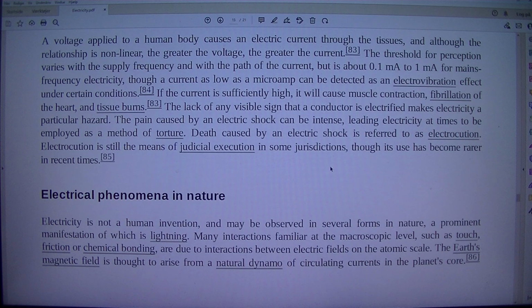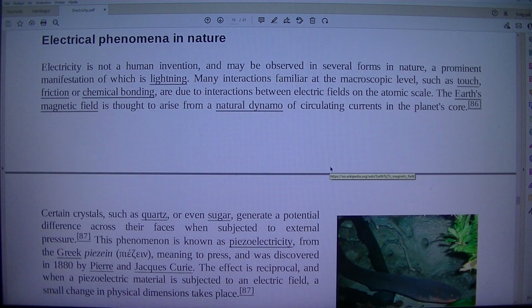Electrical phenomena in nature. Electricity is not a human invention, and may be observed in several forms in nature, a prominent manifestation of which is lightning. Many interactions familiar at the macroscopic level, such as touch, friction or chemical bonding, are due to interactions between electric fields on the atomic scale. The Earth's magnetic field is thought to arise from a natural dynamo of circulating currents in the planet's core.